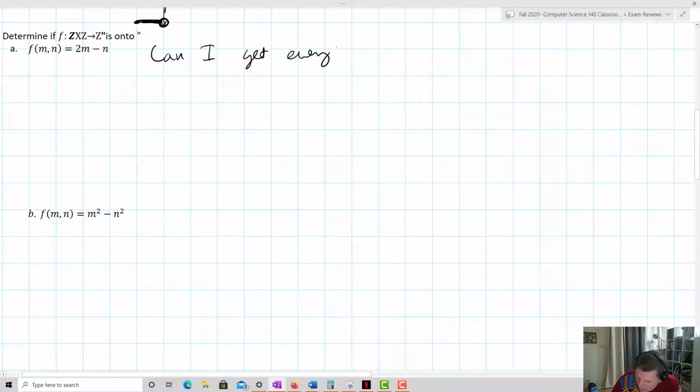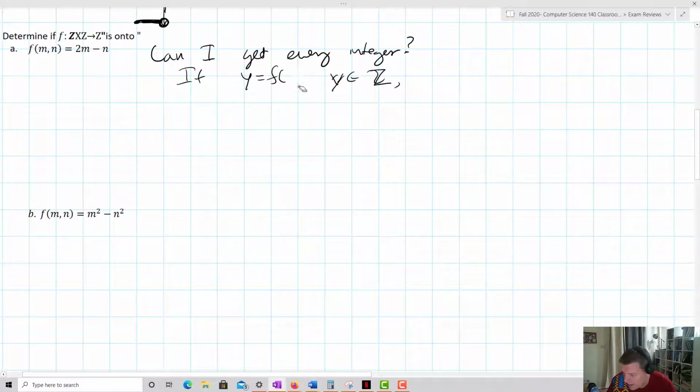Or, if we want to look at the definition, if y equals f of x, or in fact y equals f of mn, because we are looking at f of mn, and y belongs to Z, then m and n belong to Z cross Z.